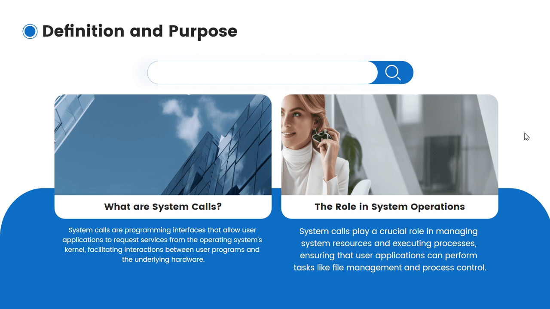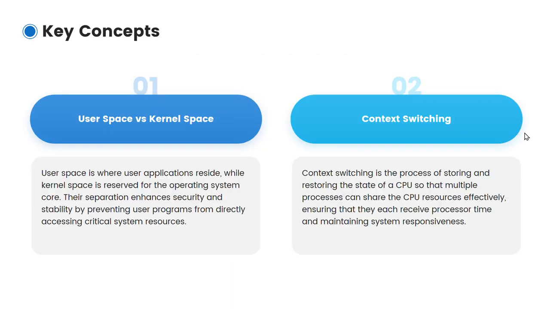The role in system operation. System calls play a crucial role in managing system resources and executing processes, ensuring that user applications can perform tasks like file management and process control.